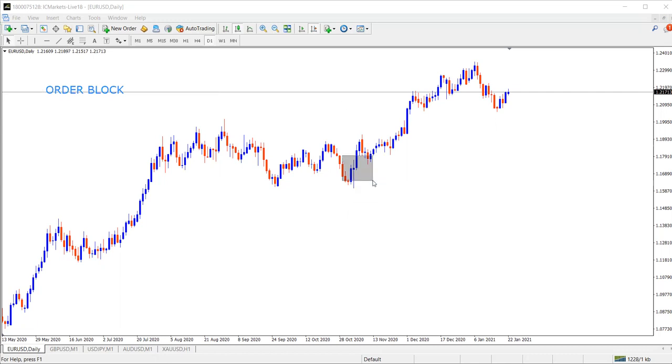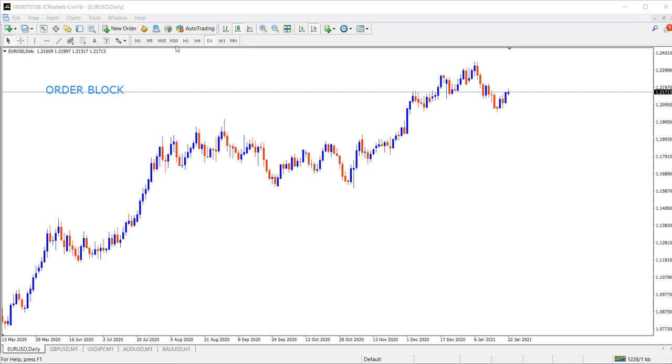So this is what we call the order block. When we say order block, it's an area of the market which price always tries to retrace back to, to collect some liquidity from there. If the price is in an uptrend, it will retrace to collect some liquidity from that zone, the lows and shadows on the chart.